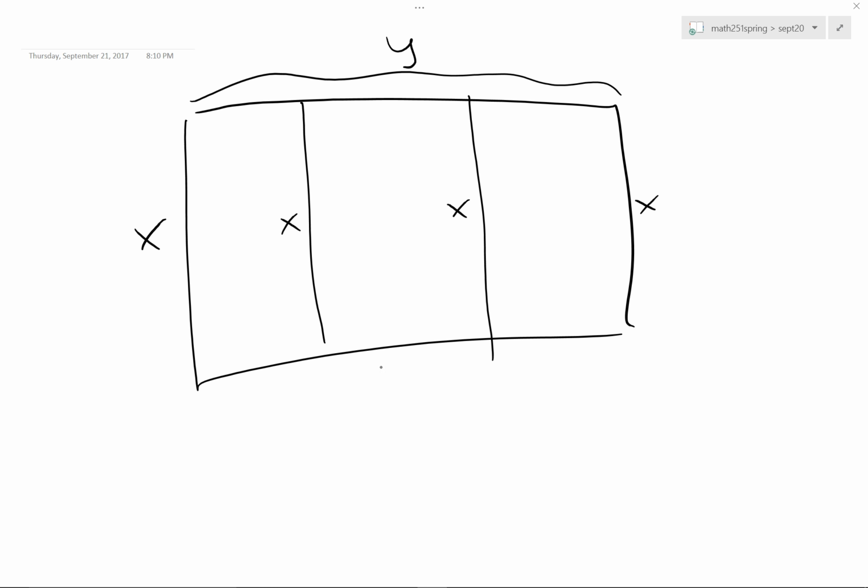Whee! Of course, y along the bottom. Check it out. Area is still equal to x times y. Whether you have a fence around your property or not, the area is the area. It's just the length times the width if it's a rectangle.